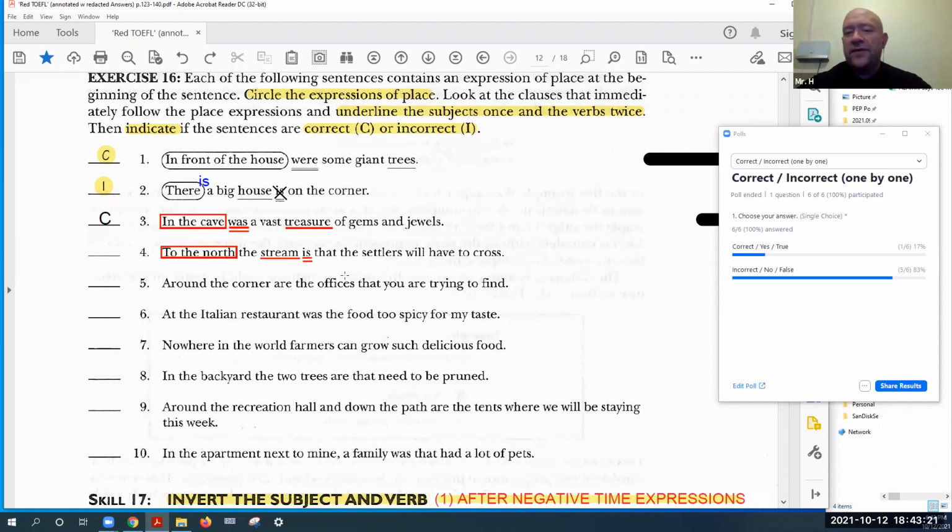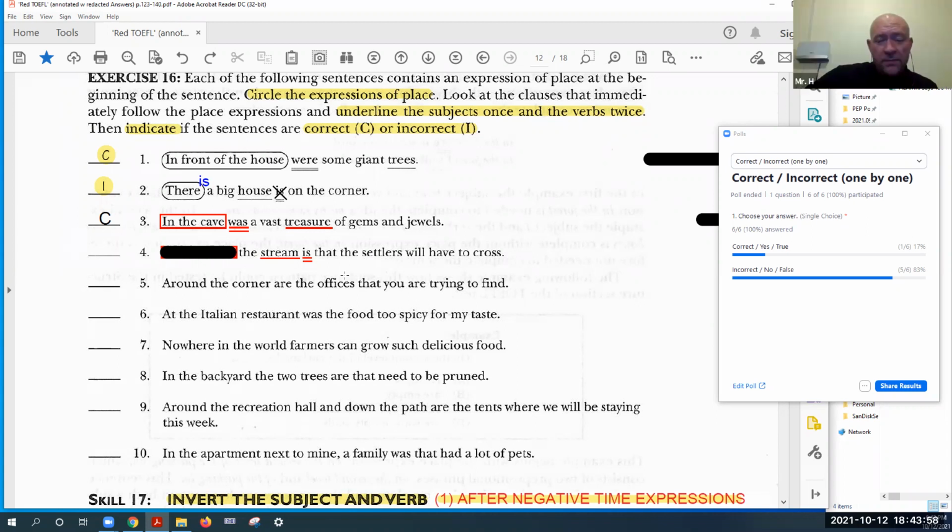Now let's cover up this expression, okay? Now read it. The stream is that the settlers will have to cross. Is this a complete idea? No, this idea is incomplete. We need more details. After that, what comes after that?